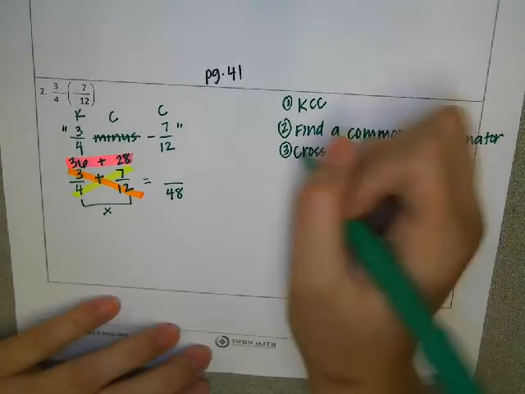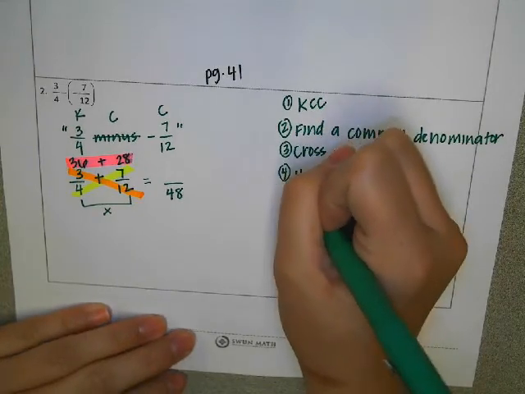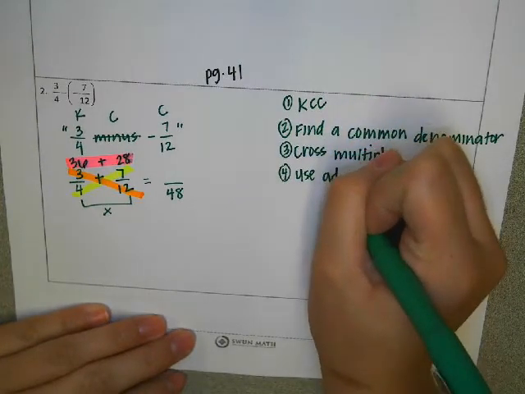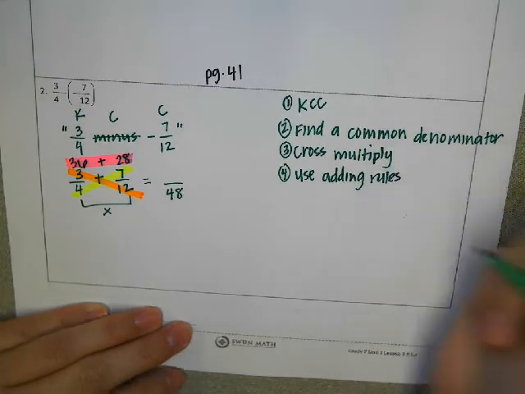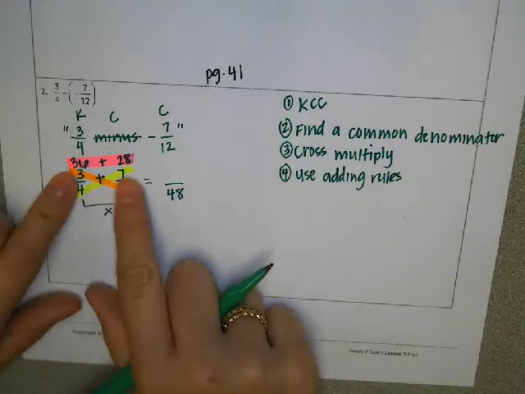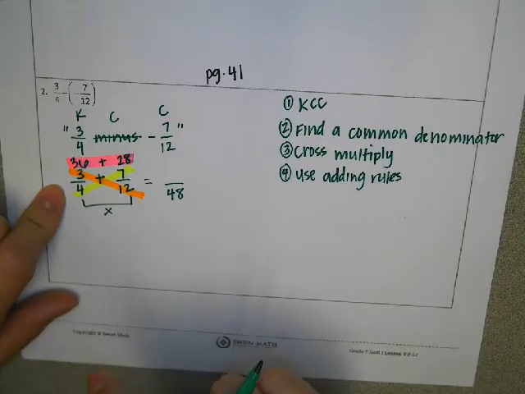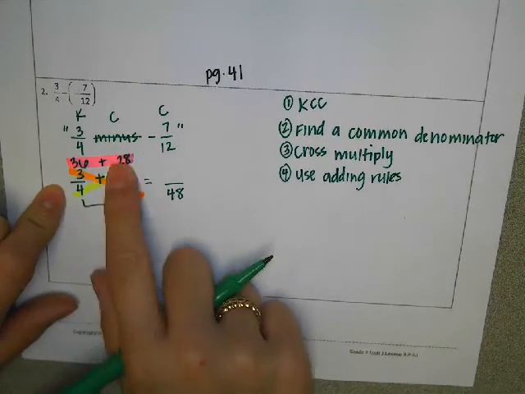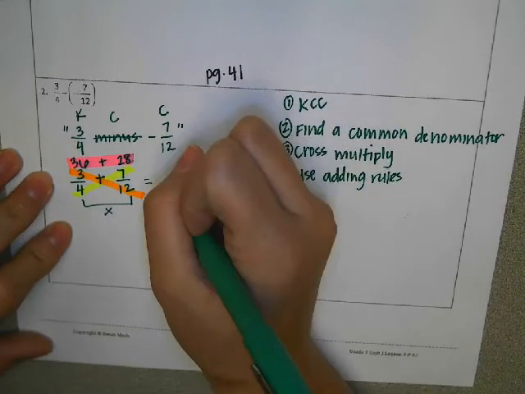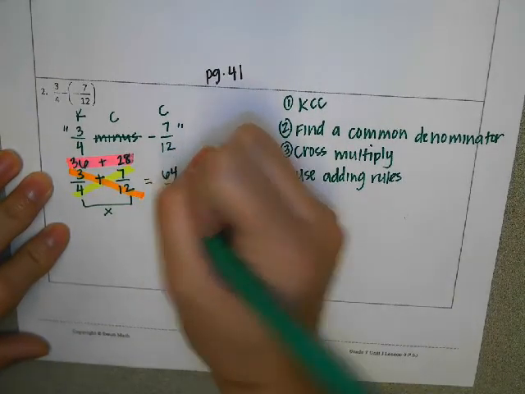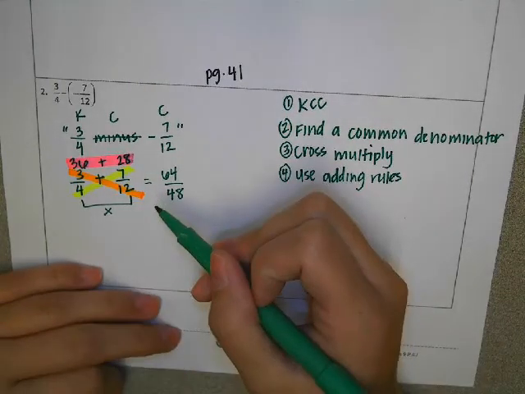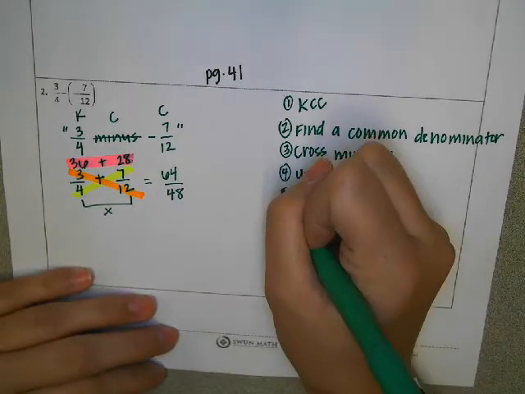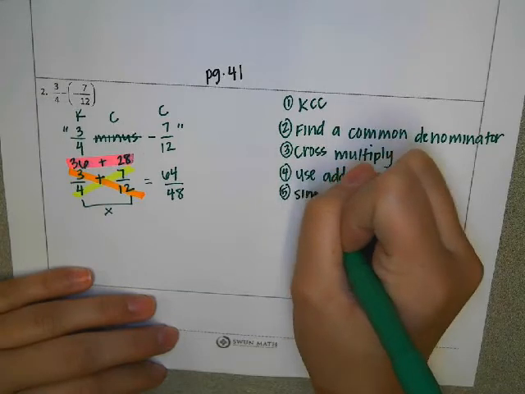So we're going to use step 4, use adding rules. So I have two positive numbers, so all I have to do is just add the two numbers together. So I have 36 plus 28 gives me 64. Then this can be your answer, but an even better answer would be step 5 to simplify.